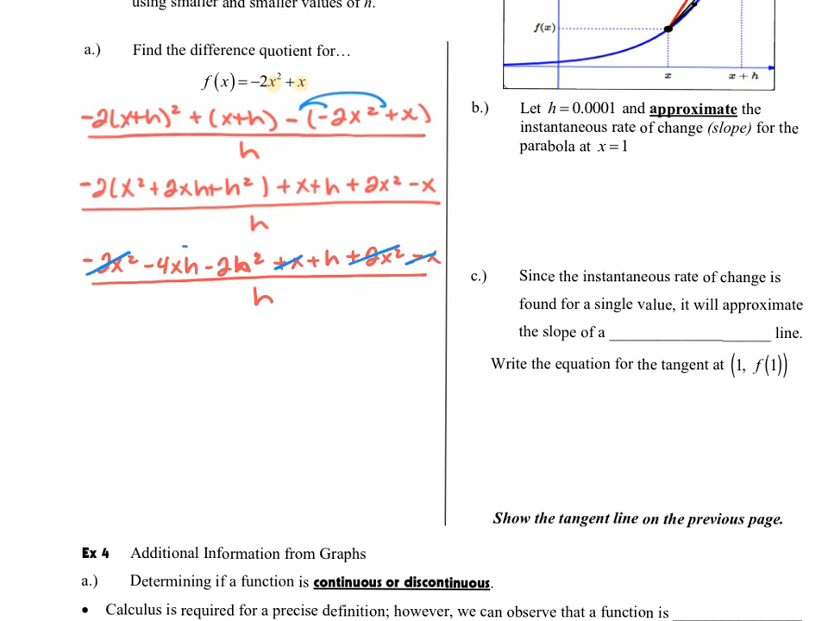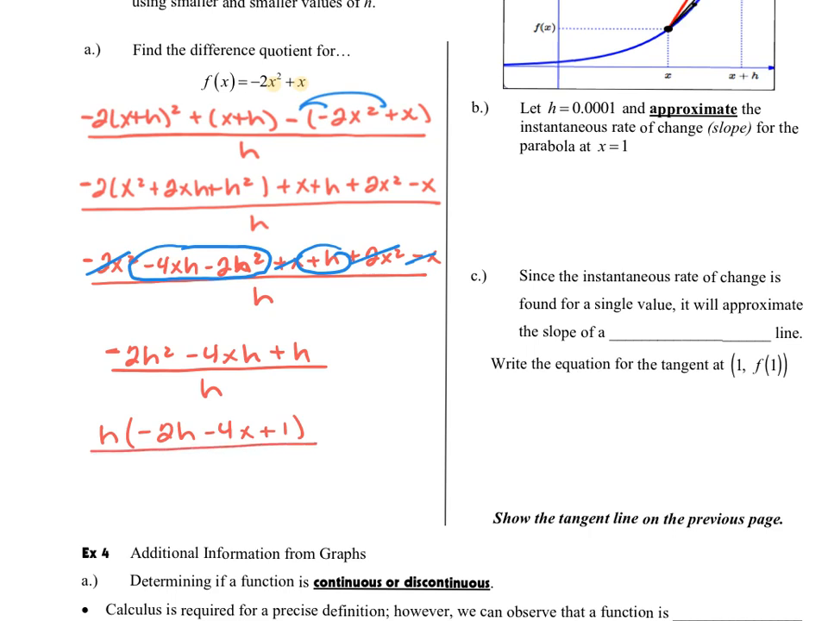As a course of practice, I like to go back through and circle the parts that are left over because it helps me see it a little bit better. So I've got negative 2h squared minus 4xh plus h, all over h. I'm going to factor out the h. Negative 2h minus 4x plus 1. A lot of students lose that plus 1 at the end. And those cancel. So our final answer for our difference quotient is negative 2h minus 4x plus 1. And if I asked you to find the difference quotient, that's all you would do.